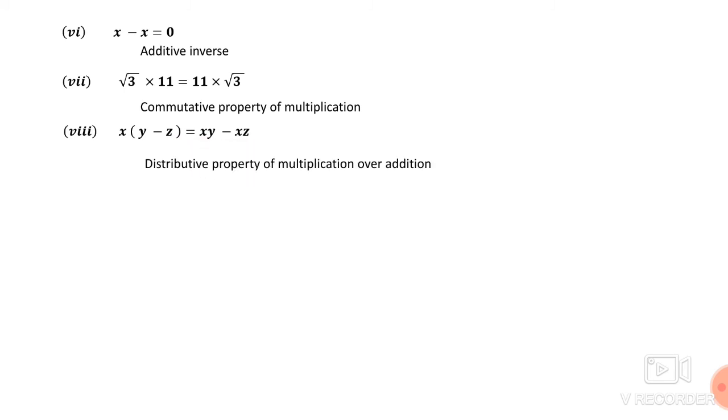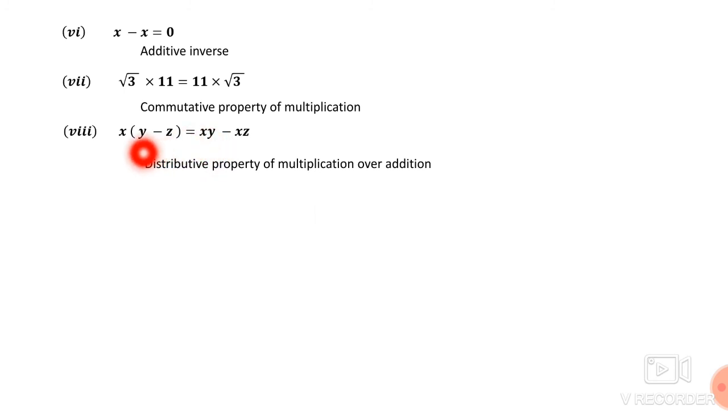Square root 3 multiplied by 11 equals 11 multiplied by square root 3. This is the commutative property of multiplication. x multiplied by (y minus z) equals xy minus xz. This is the distributive property of multiplication over addition. Do not be confused that there is a minus sign and the property says multiplication over addition.